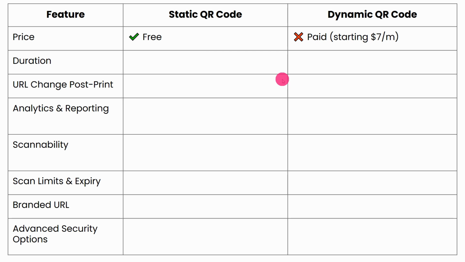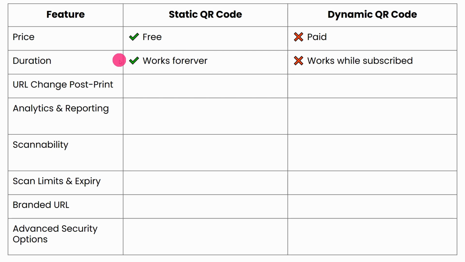Then when it comes to duration, so how long do the QR codes last? Well, with static, it works forever. Again, because it's hard-coded, whenever you print it out, it will never expire by itself. But with dynamic QR codes, it works a little bit differently, and it works while you're subscribed to the service.